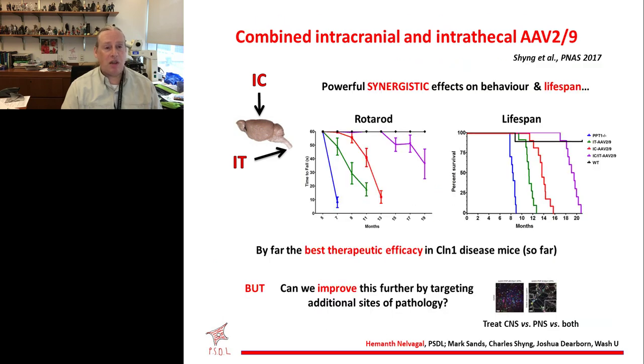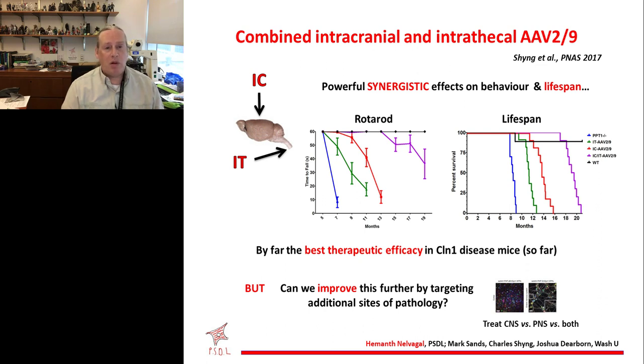Perhaps most importantly is that this didn't simply have an additive effect, but was synergistic. This is looking at behavioral data, and we can see that the ability of the mice to stay on a spinning rod, something called a rotor rod, is much, much better when we treat both sites. But perhaps most importantly was that the lifespan of those mice was effectively tripled.